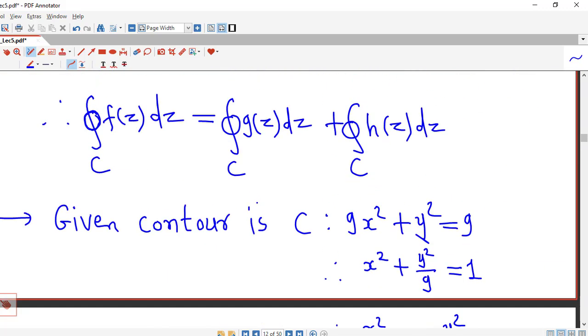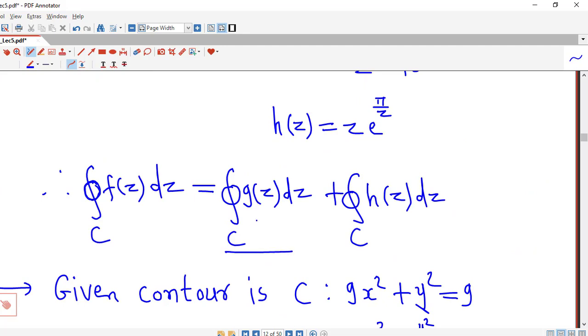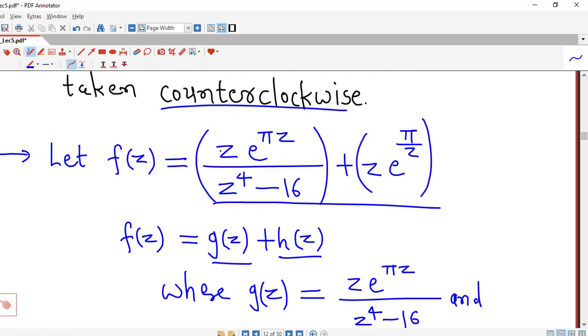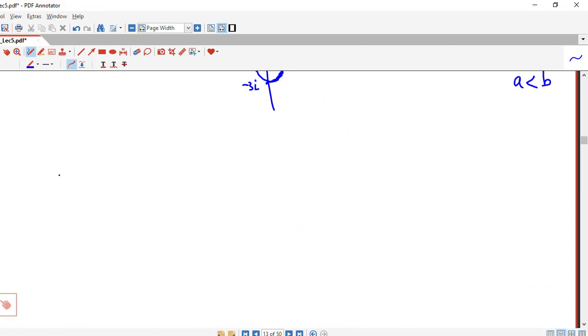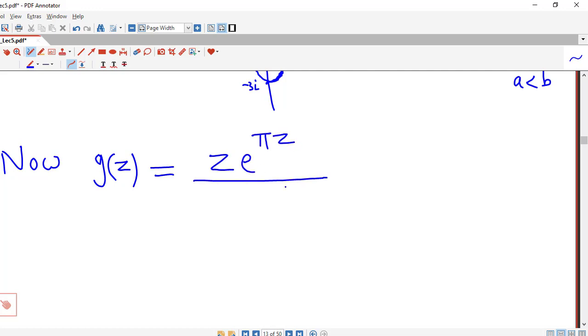Now first we find the integral of function g along this ellipse. For that we first observe our function g, which is z e raised to pi z over z raised to 4 minus 16. So g of z equals z e raised to pi z over z raised to 4 minus 16. We know that z times e raised to pi z is analytic everywhere. Similarly, z raised to 4 minus 16 is also analytic everywhere, because polynomial and exponential functions are analytic everywhere. So g of z is the division of two analytic functions. So g of z will fail to be analytic at all those points for which z raised to 4 minus 16 is 0.